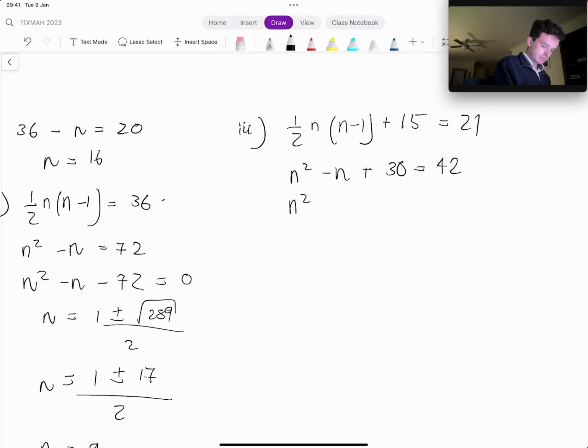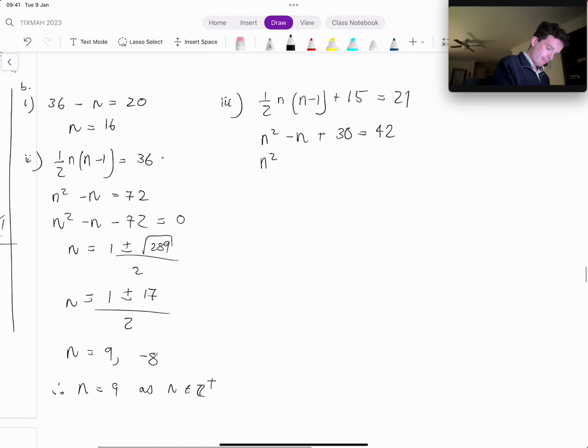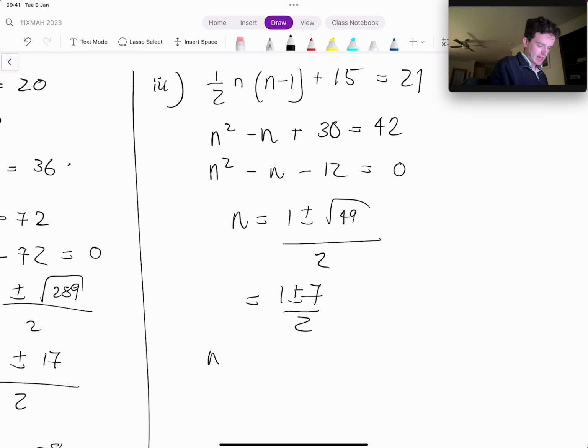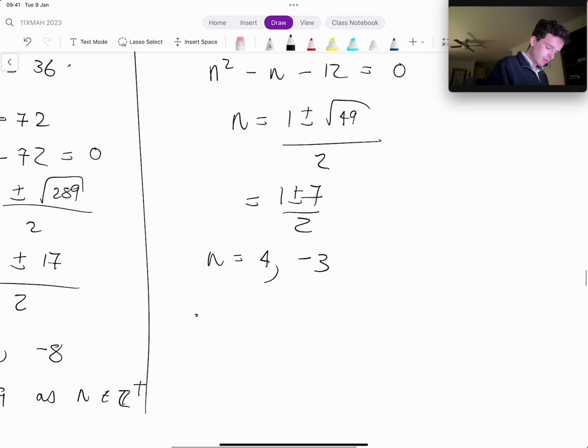So n squared minus n, 30 minus 42 is minus 12, equals 0. So using the quadratic formula, n is equal to 1 plus or minus the square root of 1 squared minus 4 times minus 12, plus 49 over 2. So 1 plus or minus 7 on 2. So n is equal to 1 plus 7, 8 on 2, which is 4, or 1 minus 7, which is minus 6 on 2, is minus 3. So therefore, n is equal to 4, as n must belong to the positive integers.